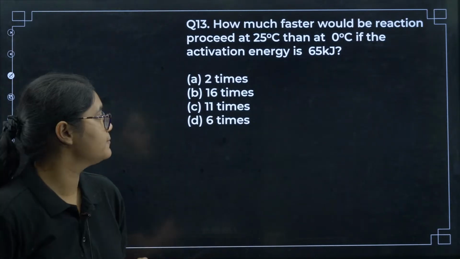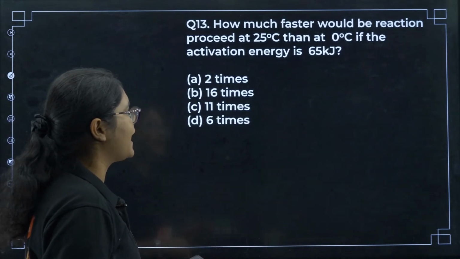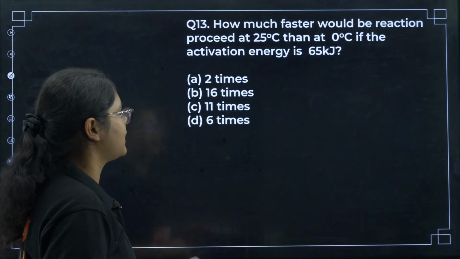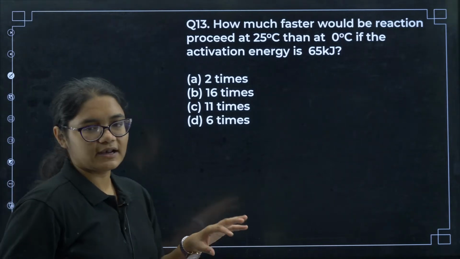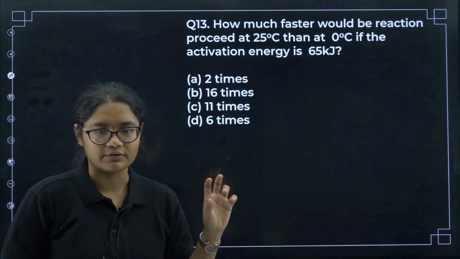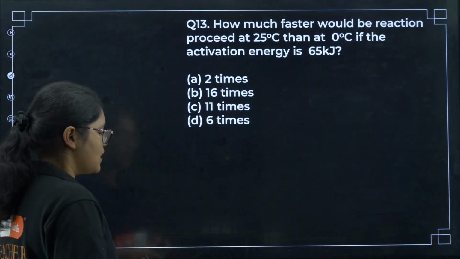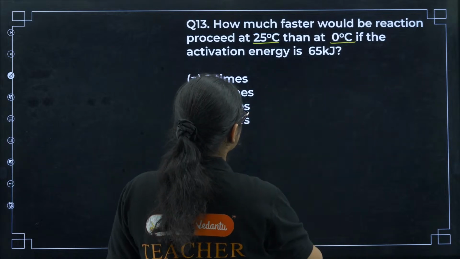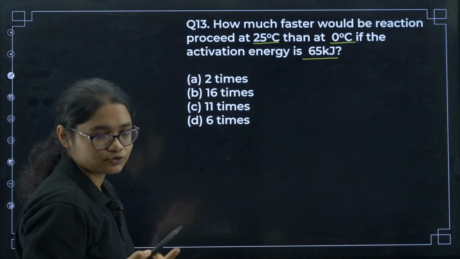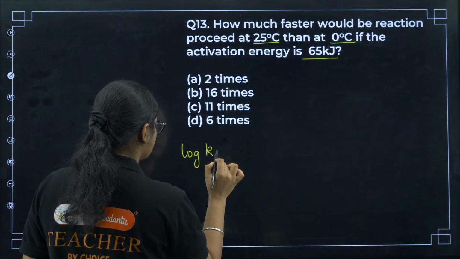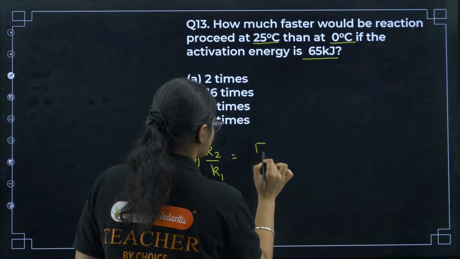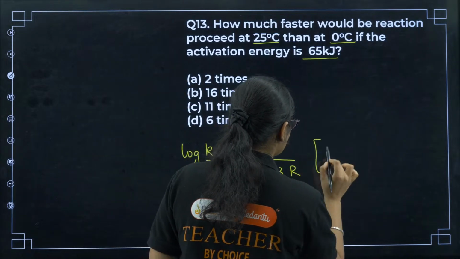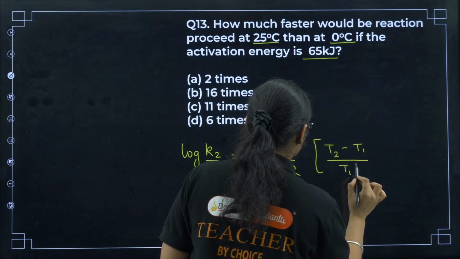Next question number 13 here. How much faster would the reaction proceed at 25 degrees Celsius than at 0 degrees Celsius if the activation energy is 65 kilojoule? So, this is a little bit calculation based question. You have to do calculation. So, please take your time, do this calculation and tell me. We know this formula, log of K2 by K1 is equal to EA by 2.303 R, into T2 minus T1 by T1 into T2.